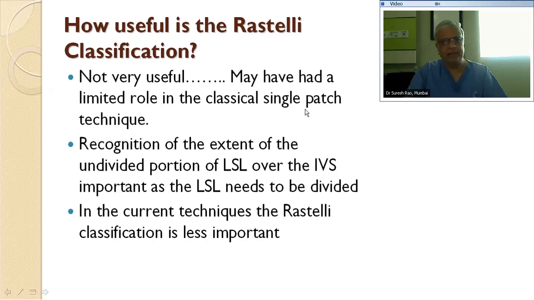The recognition of the extent of the undivided portion of the superior leaflet over the interventricular septum was important in those days in this type of technique. But in the current techniques, the Rastelli classification is far less important.